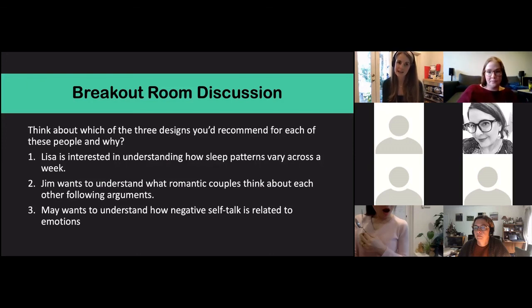And finally, May wants to understand how negative self-talk is related to emotions. Both emotions and negative self-talk are things that probably fluctuate a fair bit across the day. So in this case, I'd probably use a signal contingent design and send beeps randomly across the day.